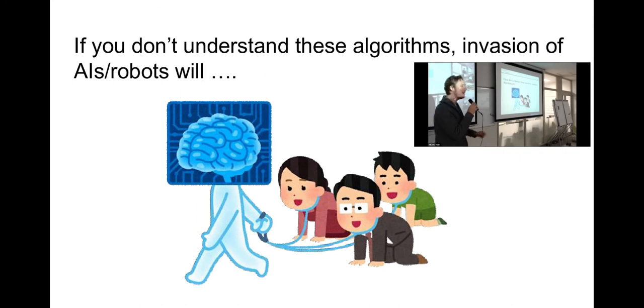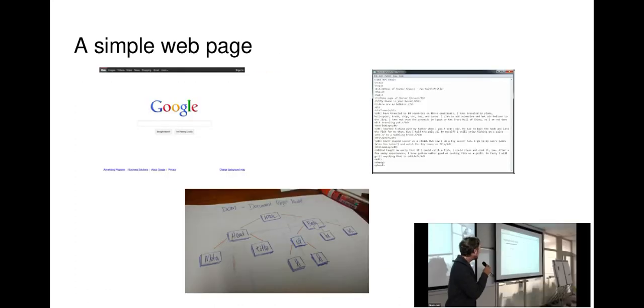And if you don't understand these algorithms, AI might take over the world. The robots and the Terminators will come and get you. So don't have nightmares, kids. But it's a little bit of a strange picture. So we need to understand AI.